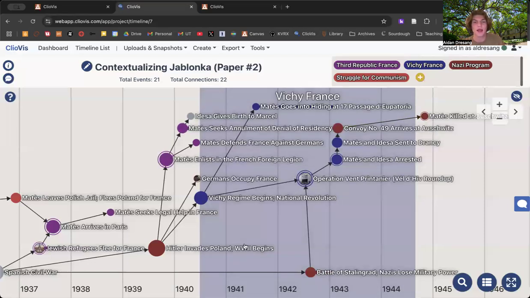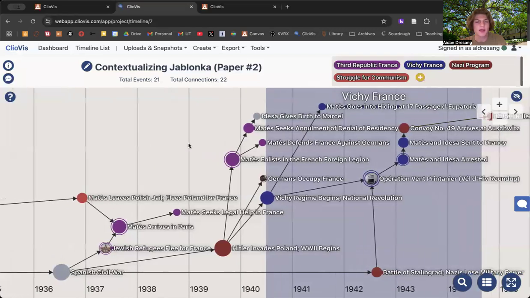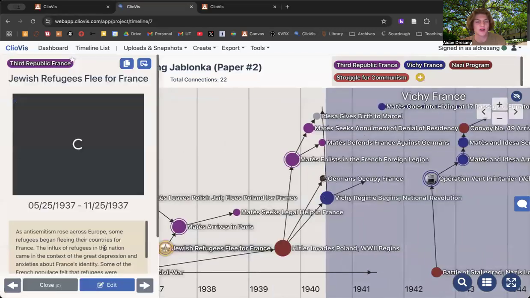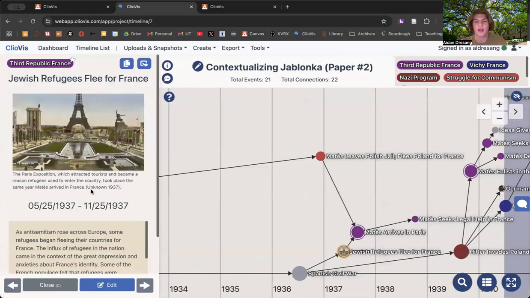But yeah, so this is a timeline I made based on a book called The History of the Grandparents I Never Had. And it takes key themes in the book and plots them onto a timeline and then makes them talk with each other through me writing connections.